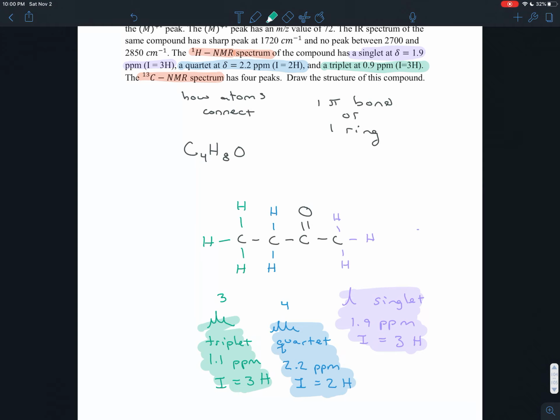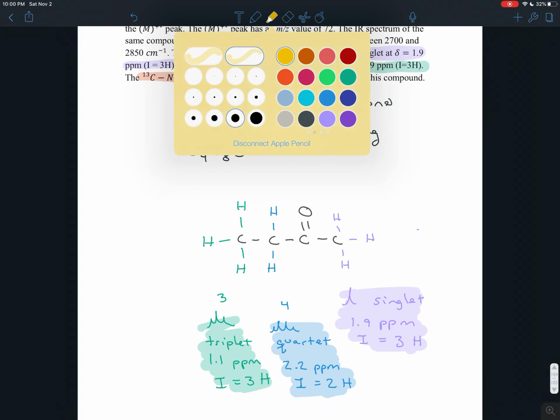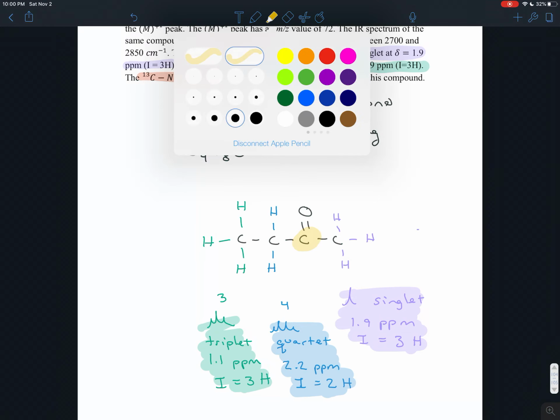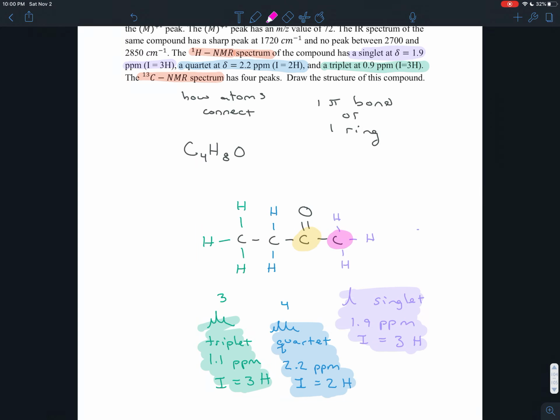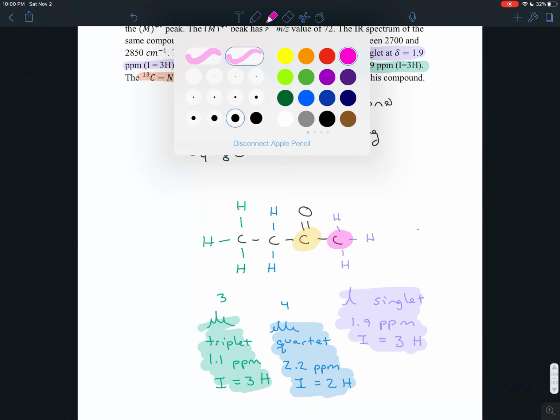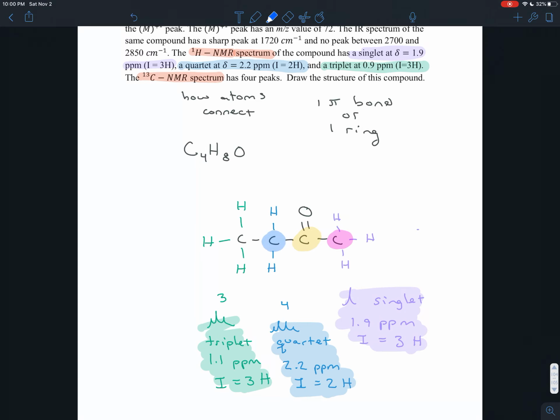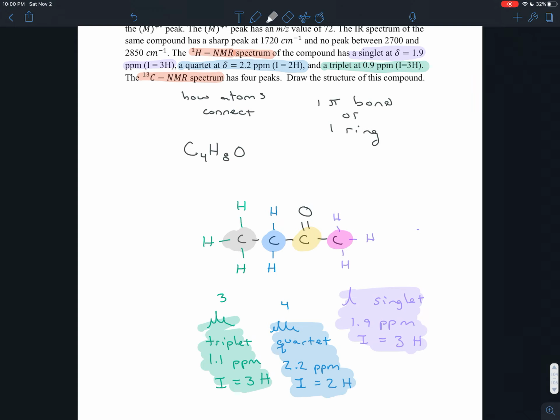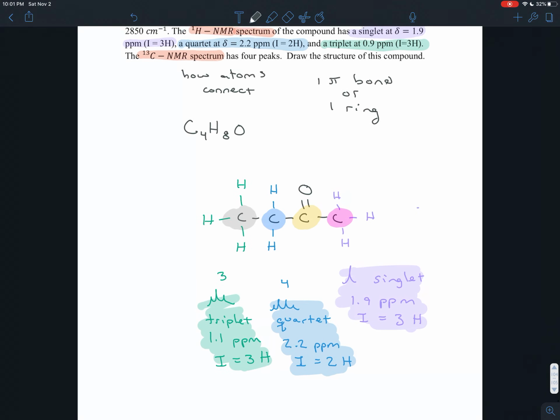Also, we have the carbon NMR data. Carbon-13 NMR, there's 4 peaks. That means you would have 4 different electronic environments for the carbons. And that seems to hold good. We have a carbon in the carbonyl, that's 1. We have a CH3 right next door, that's the second one. We have a CH2 right next door, so that's a third one. And finally, we have a CH3 2 carbons away, that's a fourth electronic environment. So you have 4 electronic environments there, so you would expect 4 peaks in the carbon-13 NMR spectrum.